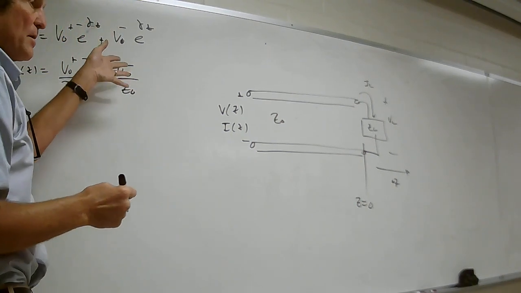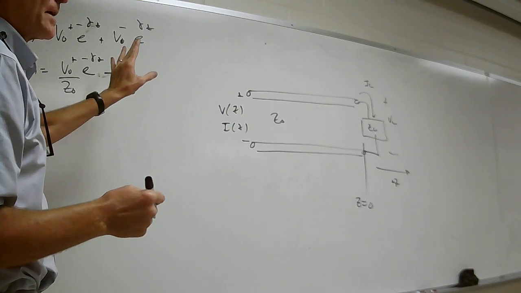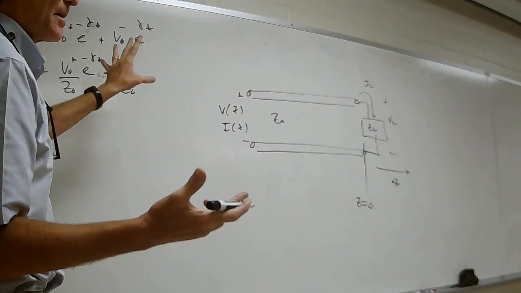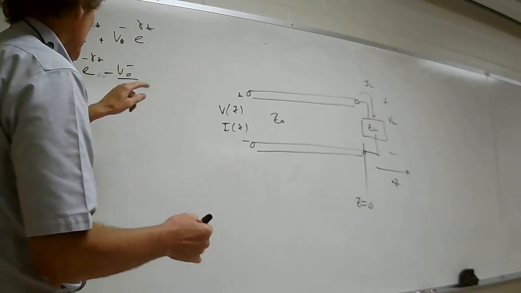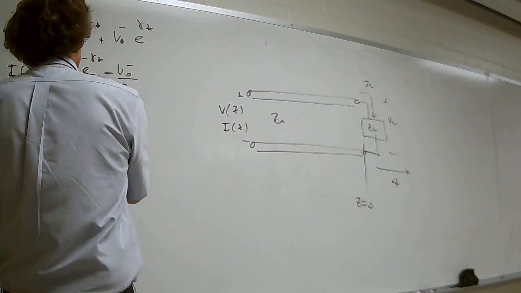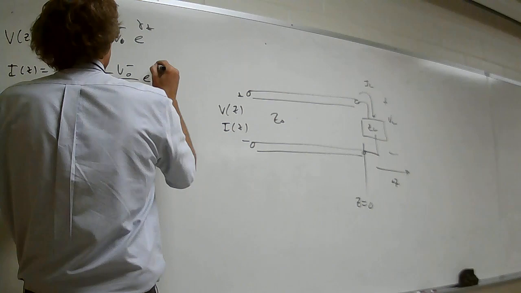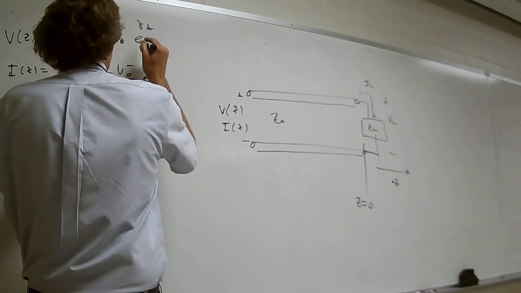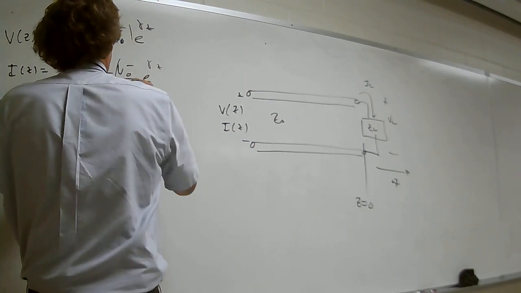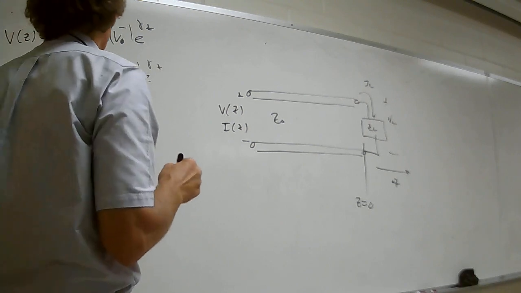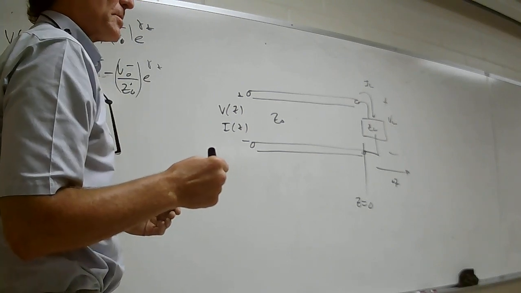Remember, the ratio of V to I for a negative going wave is actually negative Z naught. Y'all remember that? We mentioned this, so that's where this comes in. This Z naught is Z naught plus, by the way, and it's going to be e to the plus gamma z. Okay, now, that's the ratio of voltage to current. Y'all with me?